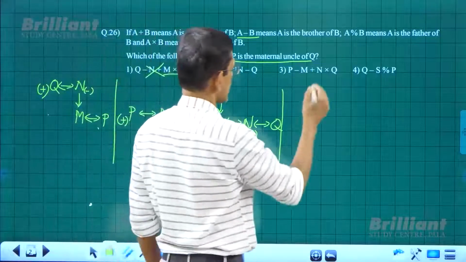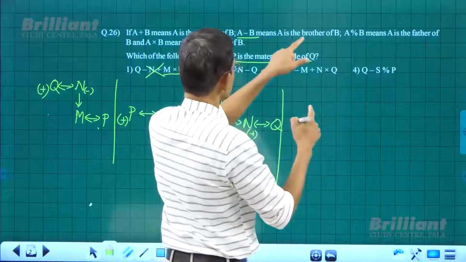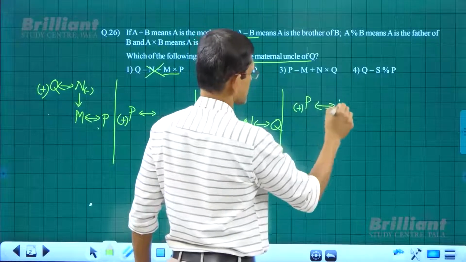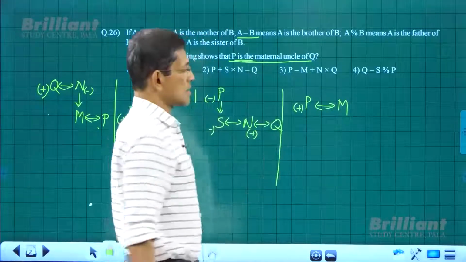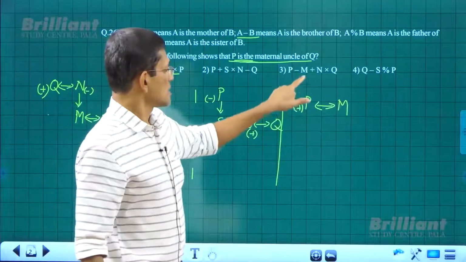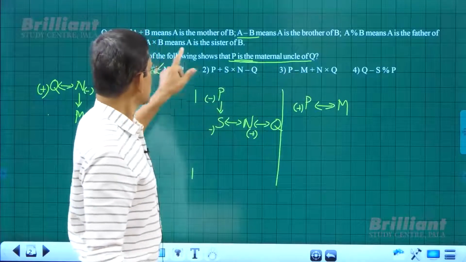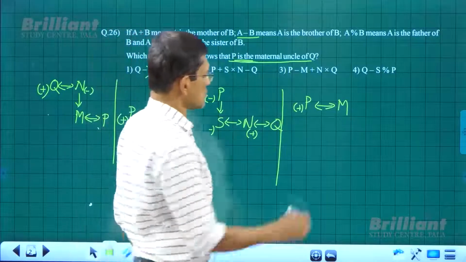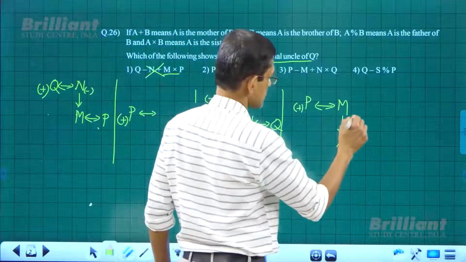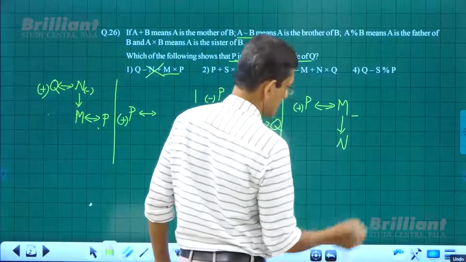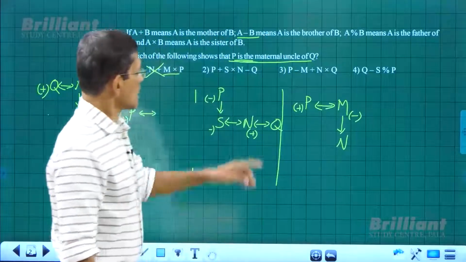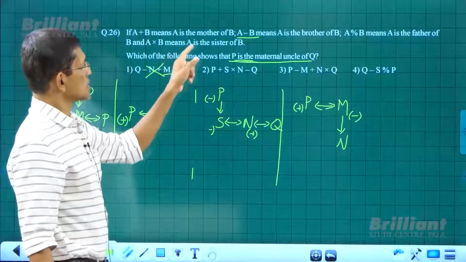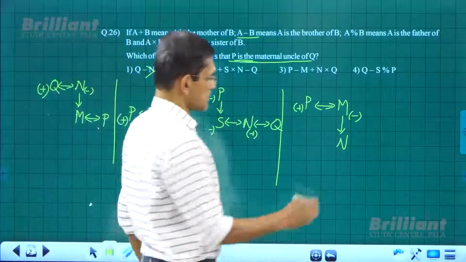Next one is P minus M. P minus M means P is the brother of M. In this case, P is a male, so P can be the uncle. That's fine. Then what we have is M plus N. M plus N means M is the mother of N, so M is a female. And next, N into Q means N is the sister of Q. So N is a sister of Q.